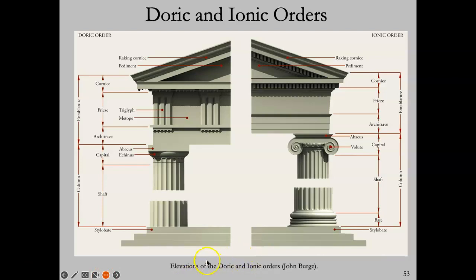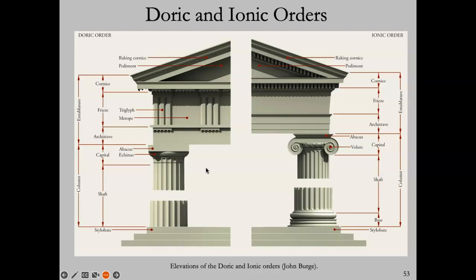You'll notice that probably the easiest way to differentiate the orders is by looking at the capitals. And the top part of a column is called the capital. Here it is on the Doric order, and here it is on the Ionic order. The one on the Doric order is very plain, and it essentially just has a kind of flat little disc that is the top of the capital, whereas the Ionic has a bit more ornamentation, these two scrolls that top the column at the capital.